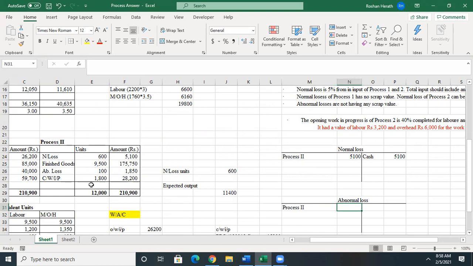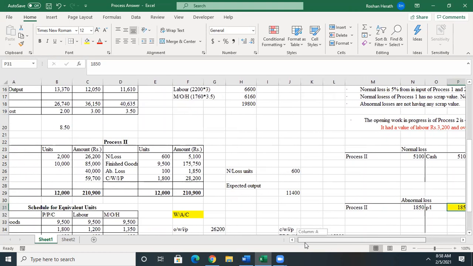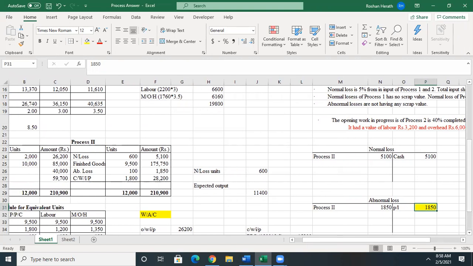It was 100, but you cannot sell that, so therefore the entire thing, not 100, it's 1,850, the value, sorry, the entire thing is a loss. You charge that to the P&L. Right. So this is how you produce the two accounts that are being requested.